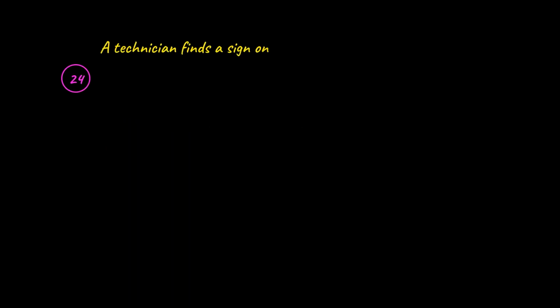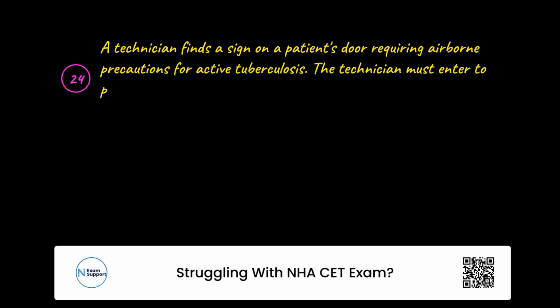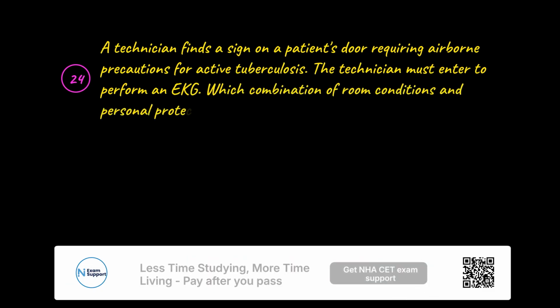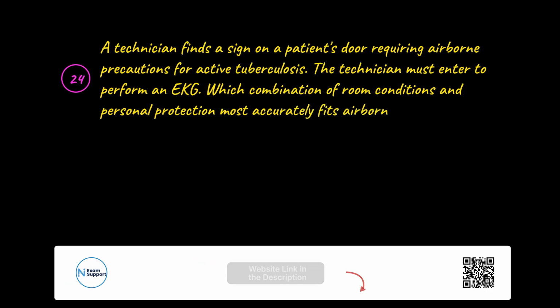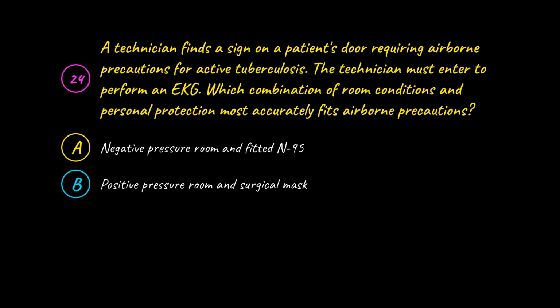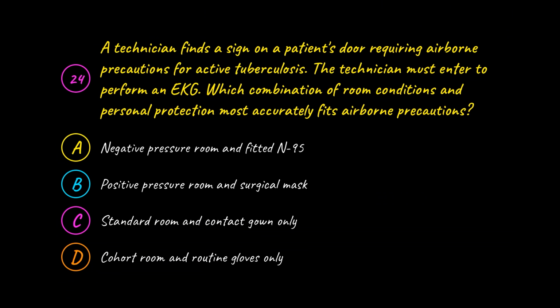Question 24. A technician finds a sign on a patient's door requiring airborne precautions for active tuberculosis. The technician must enter to perform an EKG. Which combination of room conditions and personal protection most accurately fits airborne precautions? Your options are A. Negative pressure room and fitted N95. B. Positive pressure room and surgical mask. C. Standard room and contact gown only. D. Cohort room and routine gloves only. Got a guess? Lock it in.